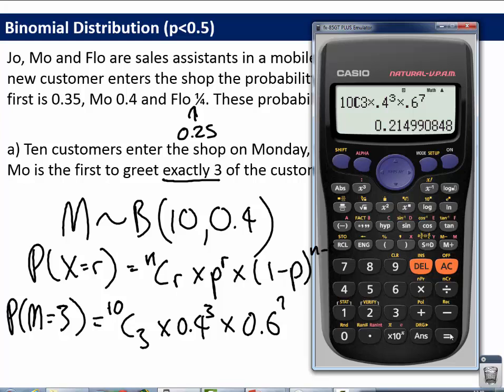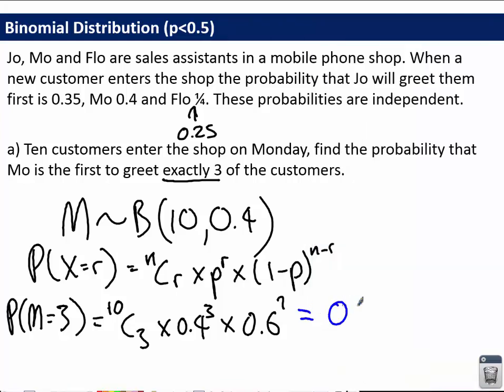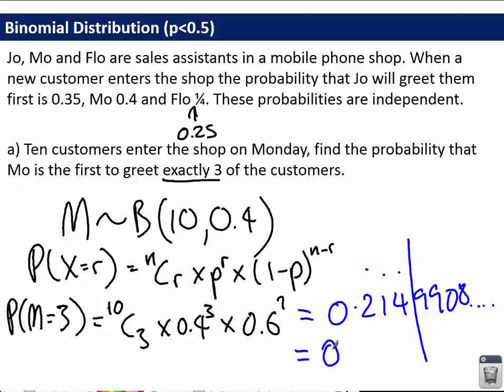Do I have to, sir? It's quite a long answer. So why don't we write down the majority of it? Equals 0.2149908... The number's too long. 3 significant figures. 1, 2, 3. We're going to cut it off there. The 9 will round the 4, so our answer would be 0.215 to 3 significant figures.